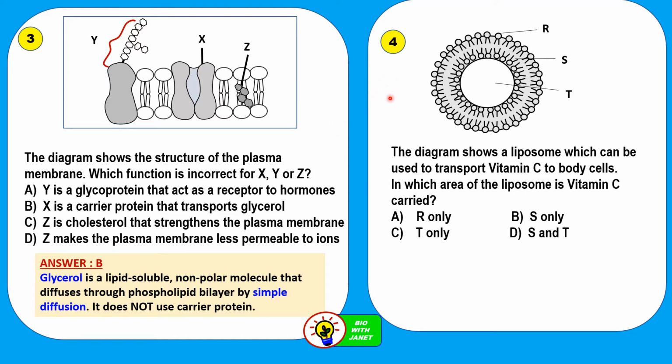Number 4, the diagram shows a liposome which can be used to transport vitamin C to body cells. In which area of the liposome is vitamin C carried? Is it R, S, or T? Find the right combination. Time starts now.